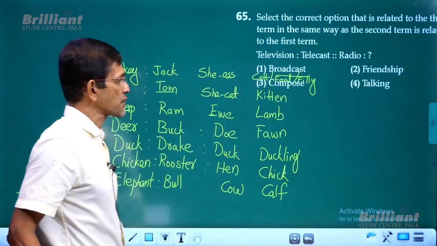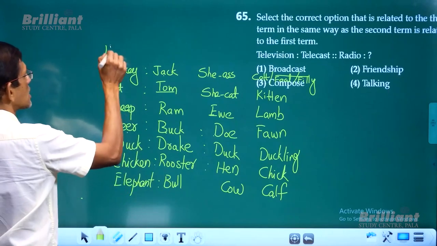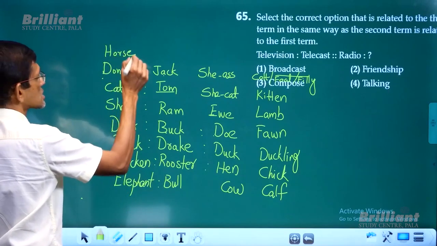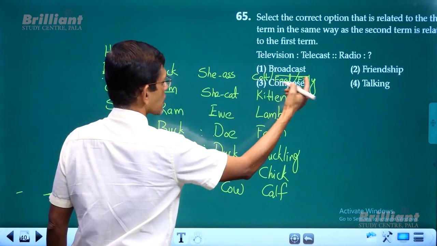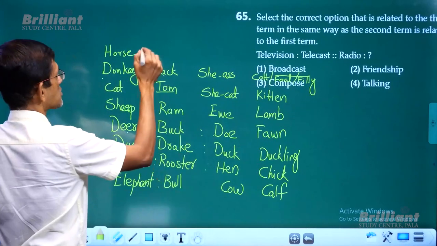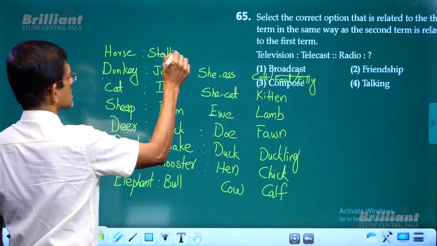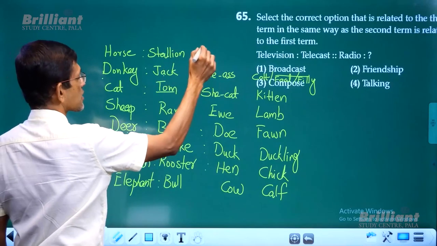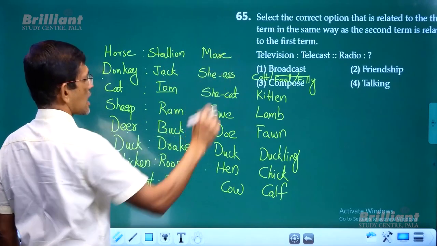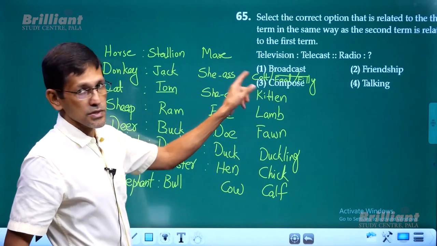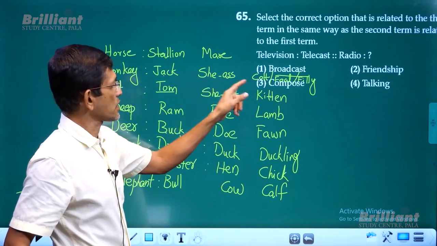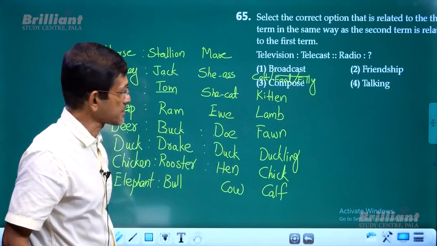That's similar for horse as well. Young one of horse is either colt, foal, or filly. And how about the male horse? We have mentioned that earlier, stallion. And female horse is mare. And the young one of horse, similar to that of donkey, is colt, foal, or filly.